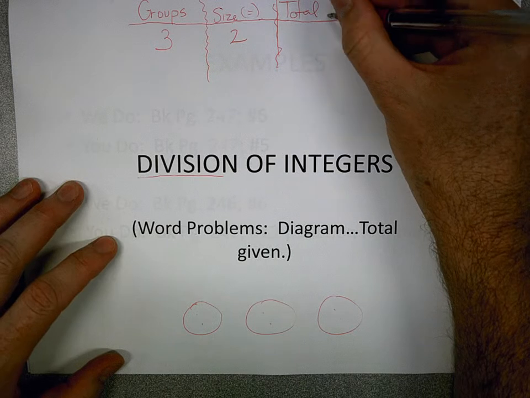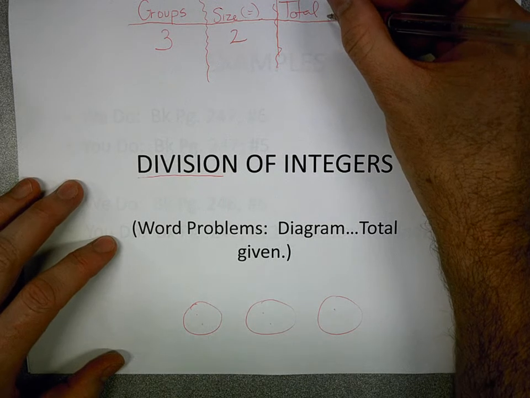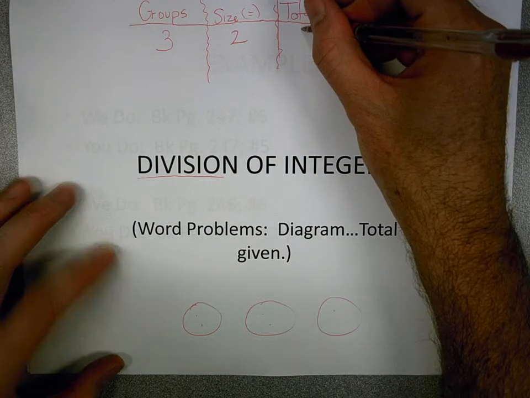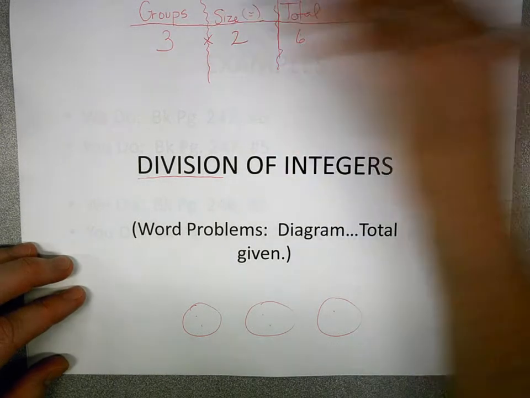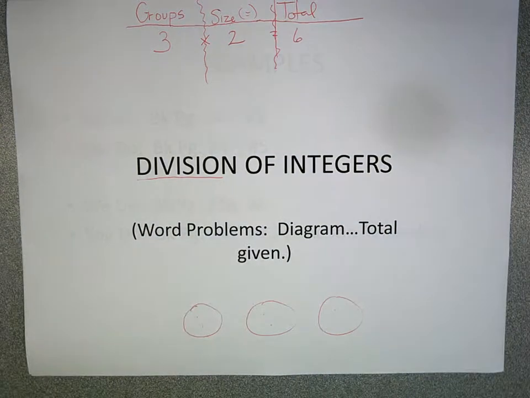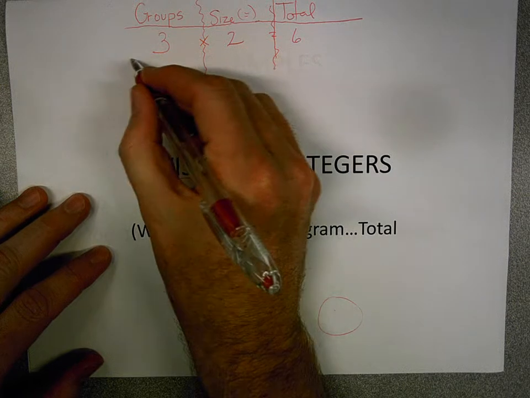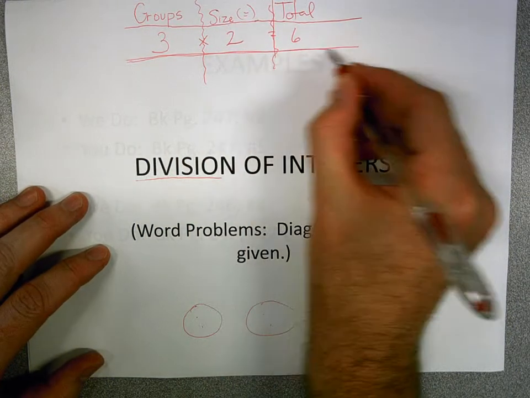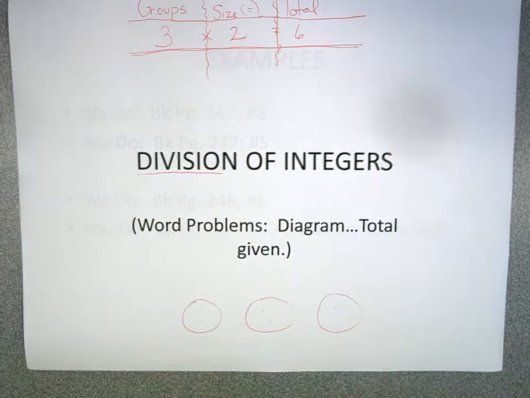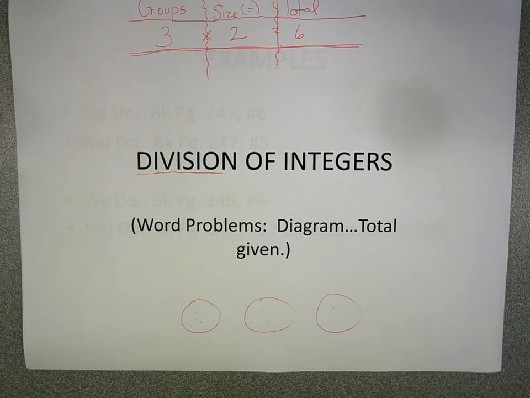That would be the question. What's the total amount of marbles? And of course that would be, you could probably see it, 6. So that's of course an example of multiplication. 3 times 2 is 6. Okay, now I'm going to use that and I want to talk about division. And I want you to notice how the story is going to change, all right, this little imaginary story.